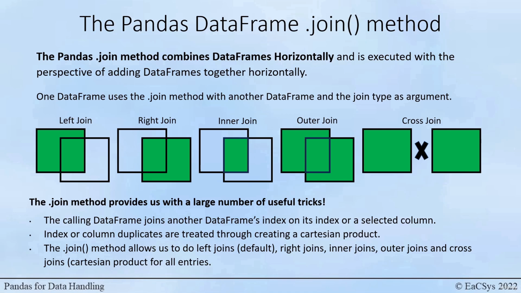Duplicates are treated through creating a Cartesian product on the duplicate values in the index or column. The pandas join method allows us to do left joins as default, right joins, inner joins, outer joins, and cross joins, which creates a Cartesian product for all entries in the data frames.